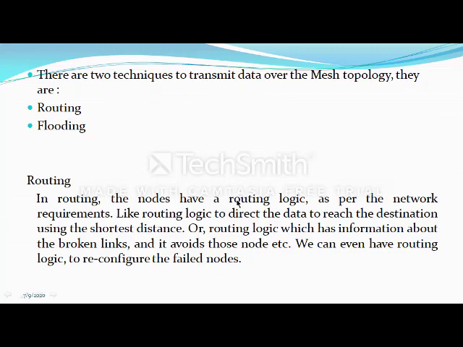What is routing? In routing, the nodes have a routing logic as per the network requirement. Routing logic directs the data to reach the destination using the shortest distance. So there are algorithms like the shortest path routing algorithm. Routing means how the data will be transmitted, the route. It is a logic.